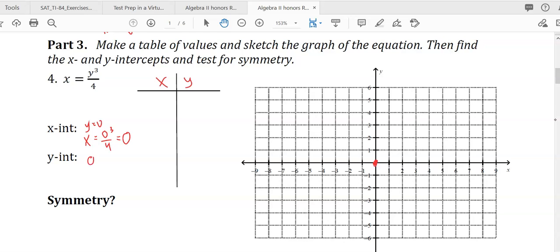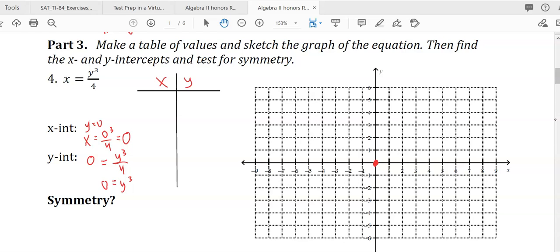Plug in y equals 0, or x equals 0, so that'd be 0 equals y cubed over 4. Multiply both sides by 4, 0 equals y cubed. Cube both sides, you get 0 also. So they have the same x and y intercept. They cross at 0, so it only crosses at 0, it looks like.